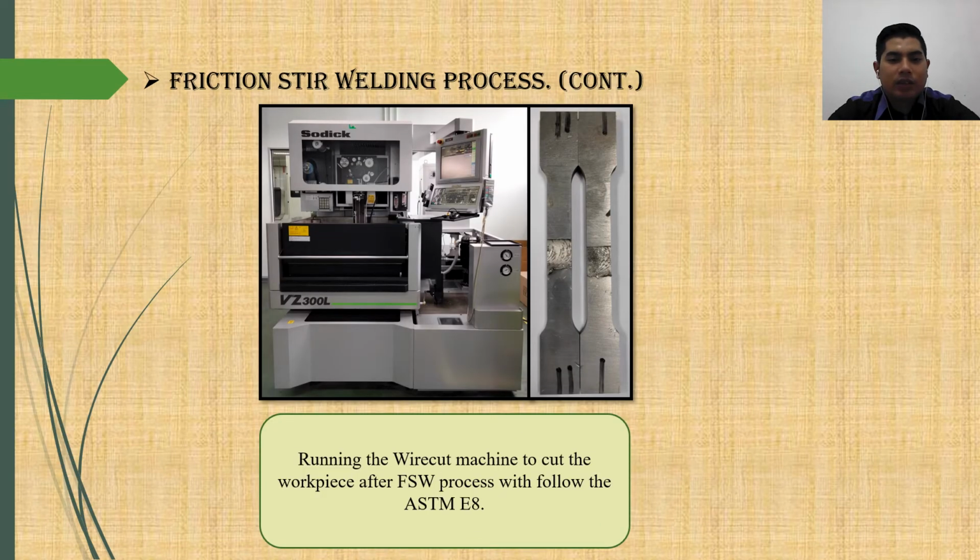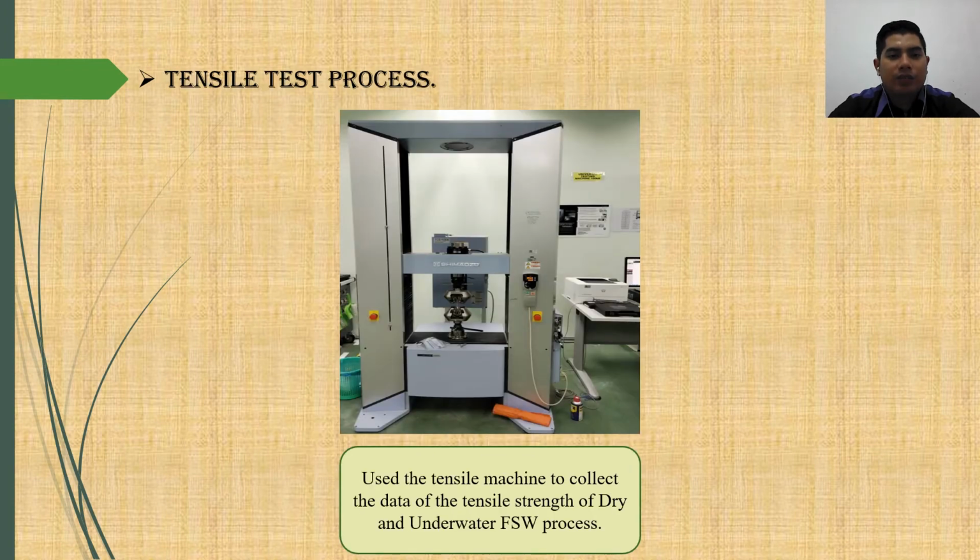Okay, after finishing running dry and underwater friction stir welding, go to the wire cut machine and run the wire cut machine to cut the workpiece. Follow the ASTM standard. Okay, after finishing the wire cut process, go to the tensile machine to do the tensile test to check the tensile strength of the workpiece. And after that, collect the data for the dry and underwater friction stir welding process.